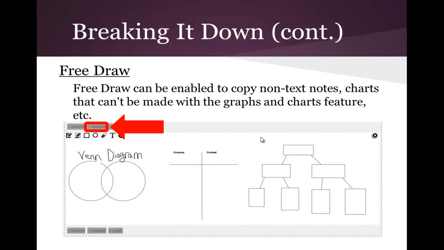Another feature is the free draw feature. This can be used to take notes that aren't text, or if they need to create some sort of chart that can't be created with the chart feature in the previous slide. They simply press the plus draw pad button below the text box and draw whatever they need. Some examples are Venn diagrams, compare and contrast, or flow charts. This can be useful if you have notes on the board or smartboard that aren't text, that are some sort of picture or something. They can copy those into their own notes.